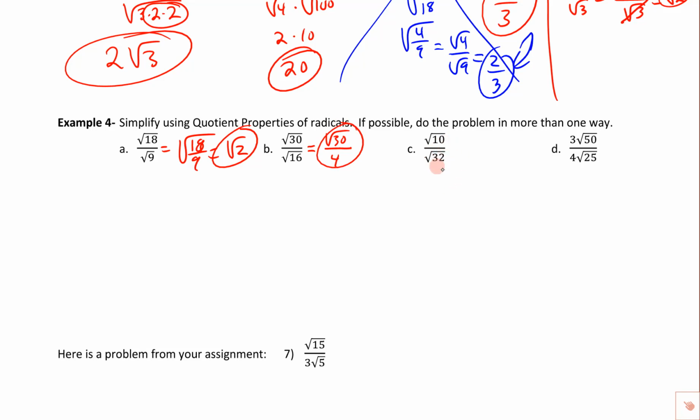And this next one's kind of interesting because we've got the square root of 10 over the square root of 32. We can simplify this, and I'm going to do this a couple of different ways, I think. So let's take a look at this right here. Let's write it as one big radical.